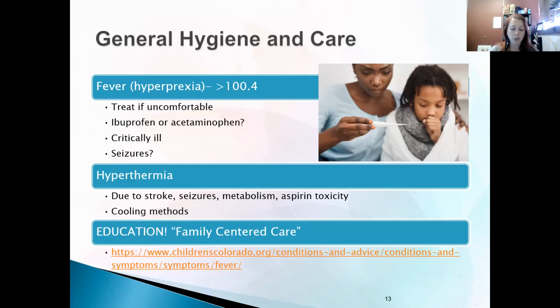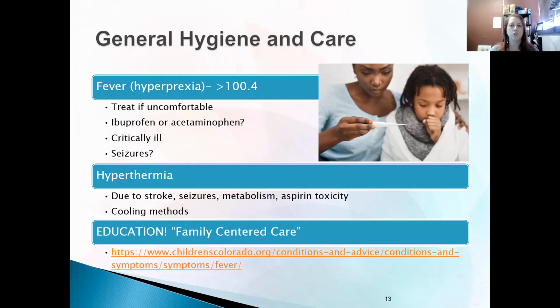However, if your patient is critically ill, dehydrated, or having respiratory distress, those are things where we want to make sure we treat that fever, because it's going to put more workload on the body and cause more complications. Does that difference between those two kinds of things make sense to everybody?